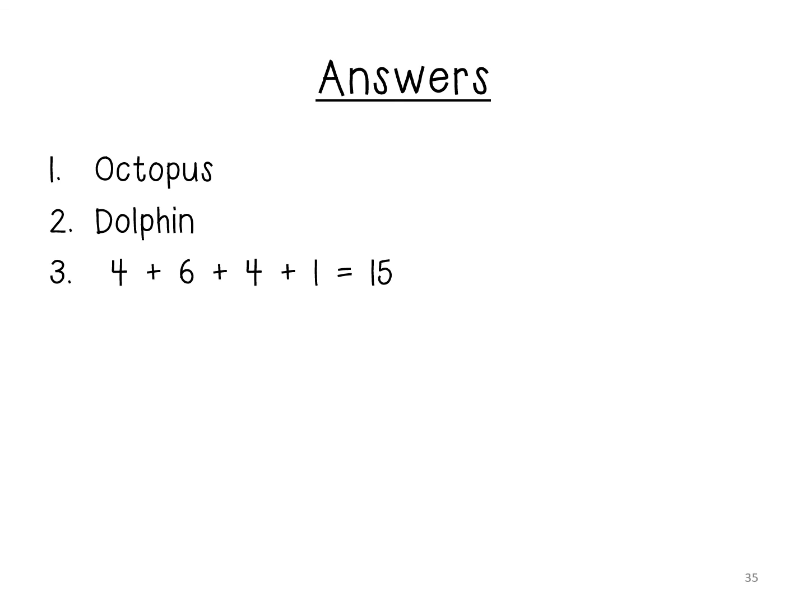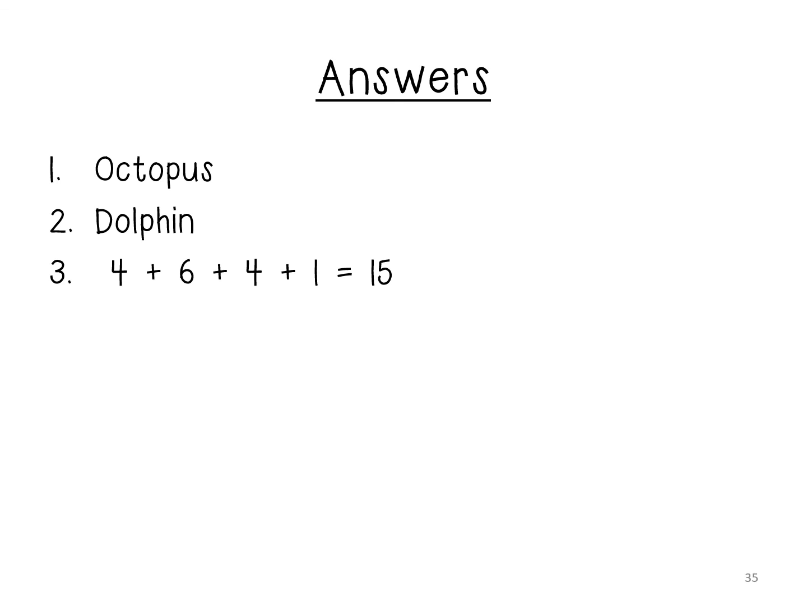So now children, let us see our answers. Number 1 is octopus because we only have 1 octopus. Number 2 is dolphin because we had more pictures of the dolphin. Number 3, how many sea creatures we have all together? So we have 4 plus 6 plus 4 plus 1.